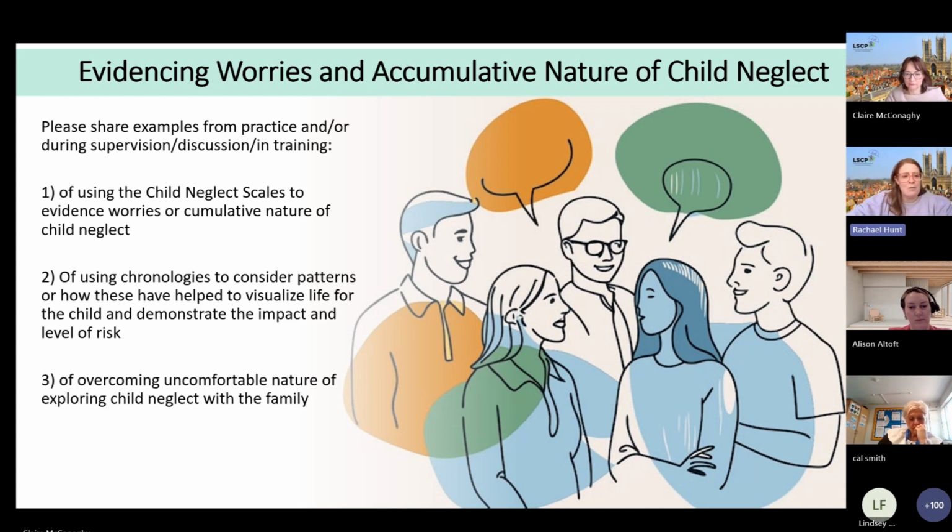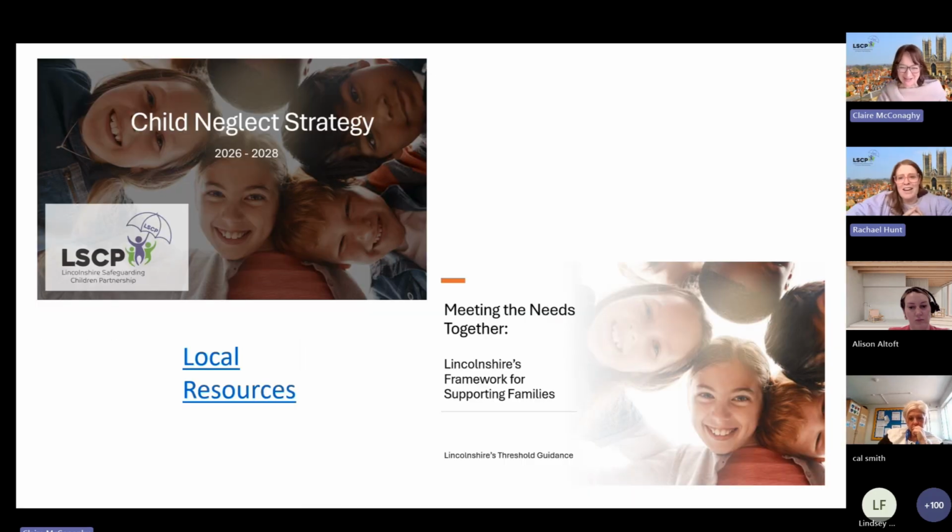We're almost at the end, so thank you so much for bearing with us. One of the final parts we wanted to share with you: these are two new documents. If people were familiar with the threshold document, the previous one, it's been refreshed. We now have a meeting the needs document, or meeting the needs together, which talks through Lincolnshire's framework for supporting families. So it's got all your information in there about how we support families, the approach in Lincolnshire. It also talks around team around the family, child in need, child protection, and that whole safeguarding journey. So I would encourage you to have a look at that.